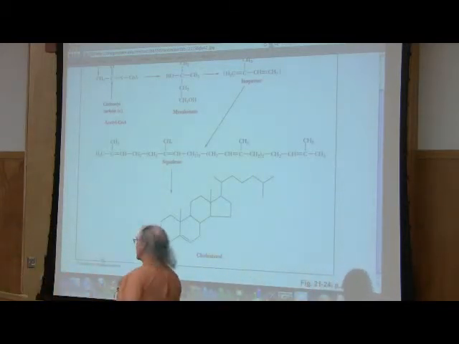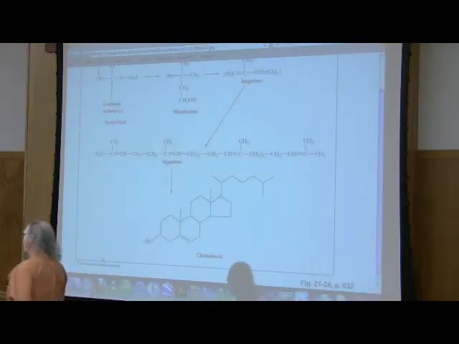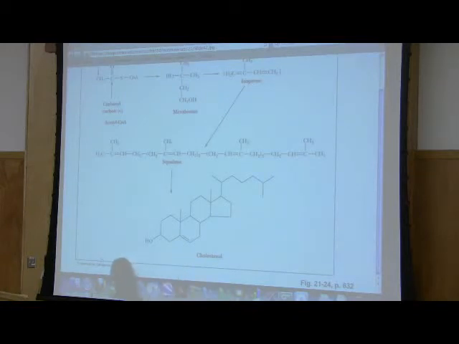Last time I stepped you through the synthesis very quickly. I'm going to take you through it a little bit more slowly, and then move on to some other things, including the function and the movement of cholesterol in the body, which is a very interesting topic in itself.